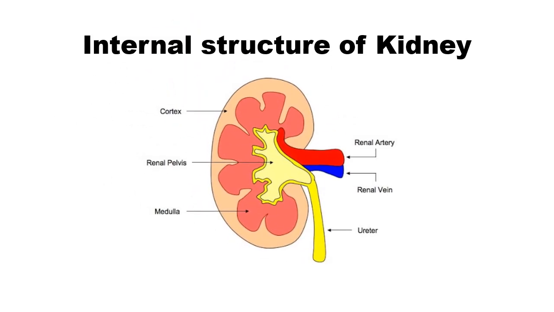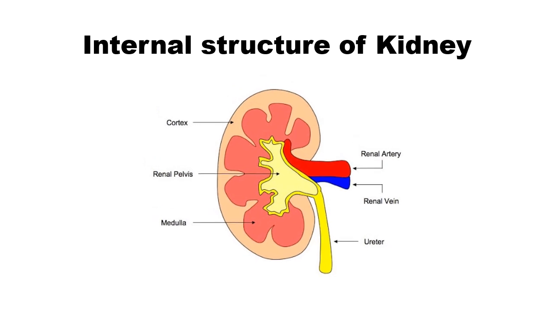Internal structure of kidney. In this diagram, we see three different parts of the bean-shaped kidney. The outer layer is called cortex. The inner layer is called renal pelvis, which is the innermost layer, and in between them is medulla. Now, cortex, medulla and pelvis have a number of nephrons which collect urine and pass it out through the ureter.